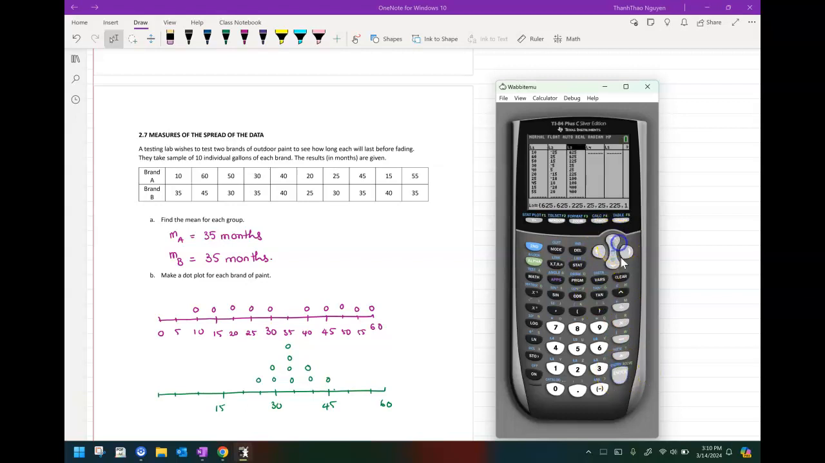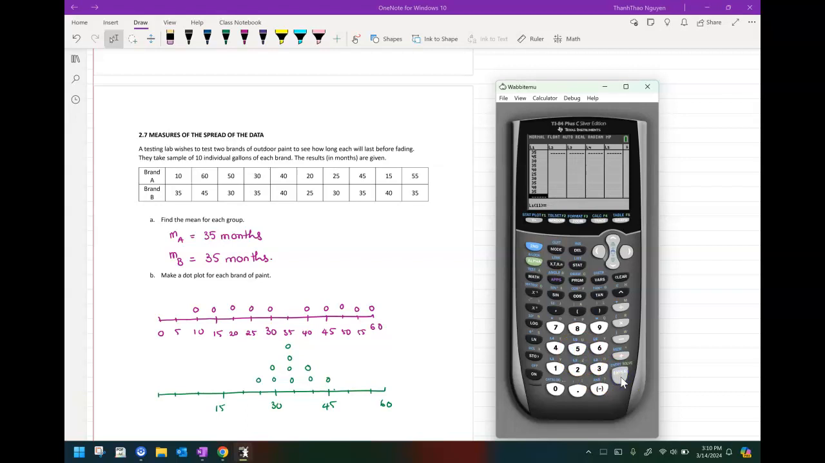And we will clear list 1, list 2, and list 3. Let's see, we just do the whole thing using the calculator. Okay. So 35, 45, 30, 35, 40, 25, 30, 35, 40, and 35.